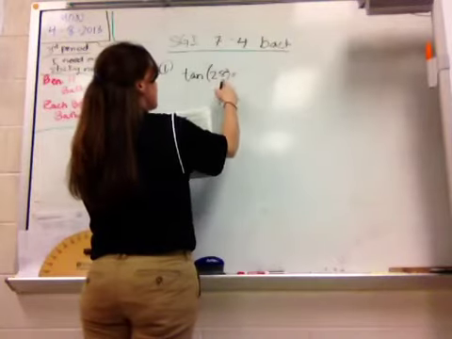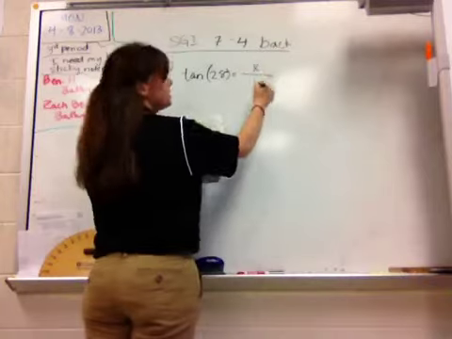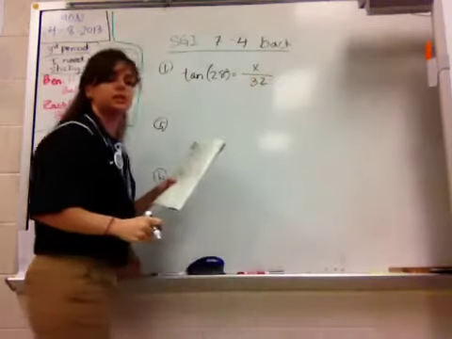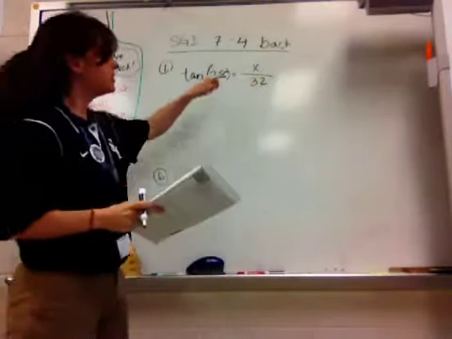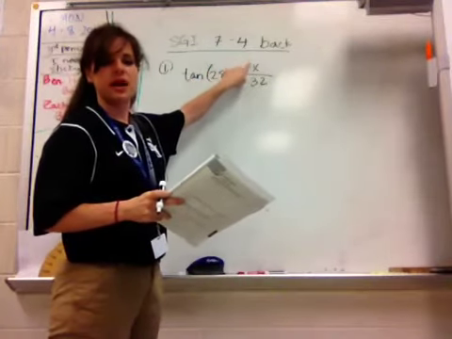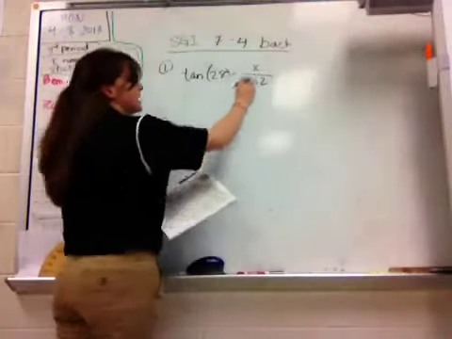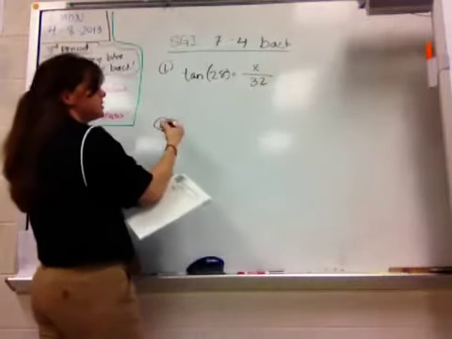Degree measure always goes right beside your trig. Your opposite side is x. Your adjacent side is 32. Check it. If you have 32 over x, it is not correct. You got to make sure your opposite always stays on top. And this time that opposite side is x. Your adjacent side is 32.